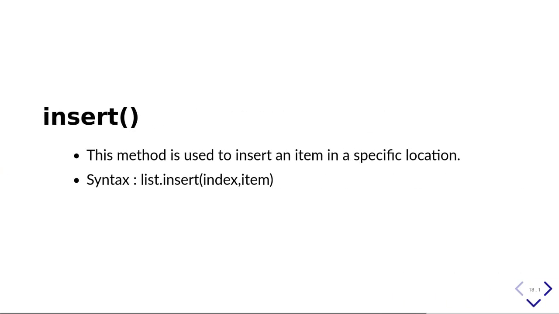And the third one is insert. This method is used to insert an item at a specific location. If you want to insert an item at a specified index, you can use this insert method. Look at the syntax: list dot insert. It takes two arguments, one is the index, and the other one is the item.